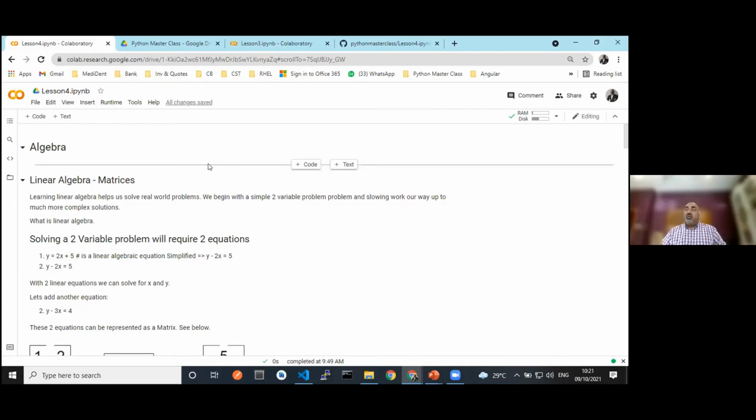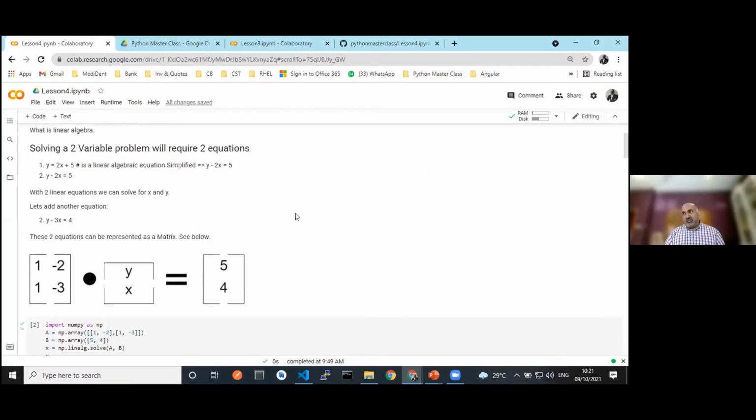If you have 20,000 equations, then you need enough variables so you can actually solve any problem. That's where I'm slowly getting you all to. Now, how do we solve this? By applying linear algebra to it.